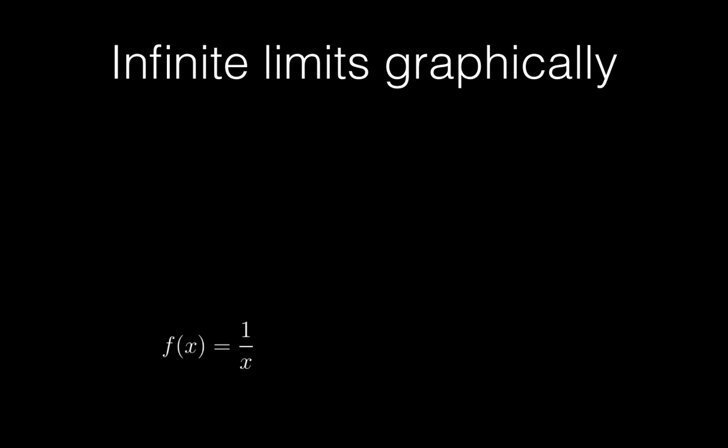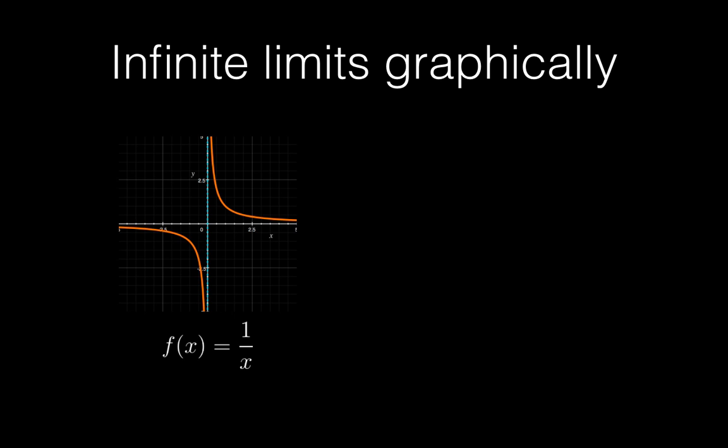Let's take the function f of x equals 1 over x. Here's a graph of it. As you can see, from the left, the function gets smaller and smaller and smaller. It's approaching negative infinity. From the right, the function is getting larger and larger and larger. It is approaching positive infinity. We can write this like this.